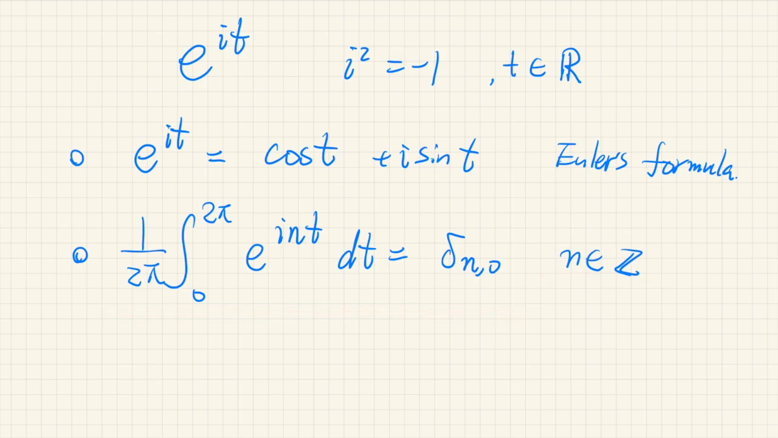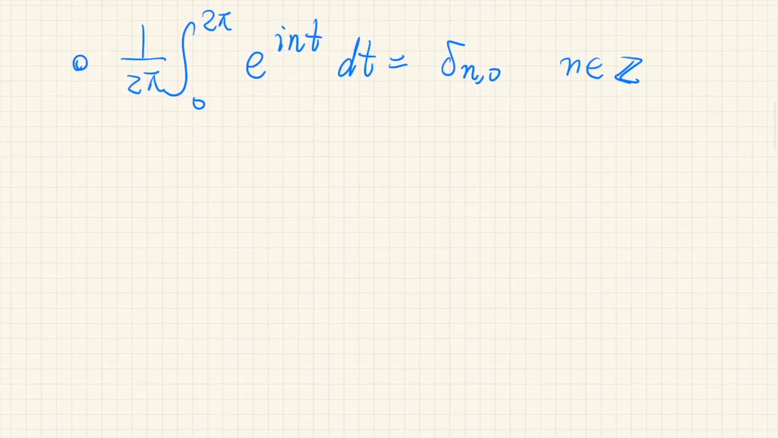And when n is equal to 0, then this integral becomes 1. Otherwise, this is 0. And this will be important for Fourier series in later videos. Okay, let's start. First of all, we assume that you already know what complex numbers are.